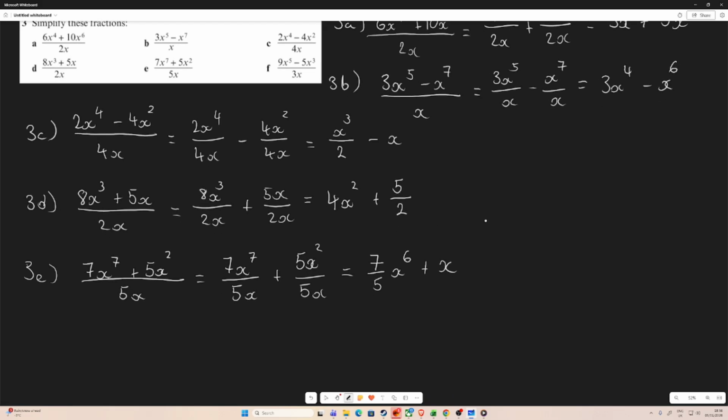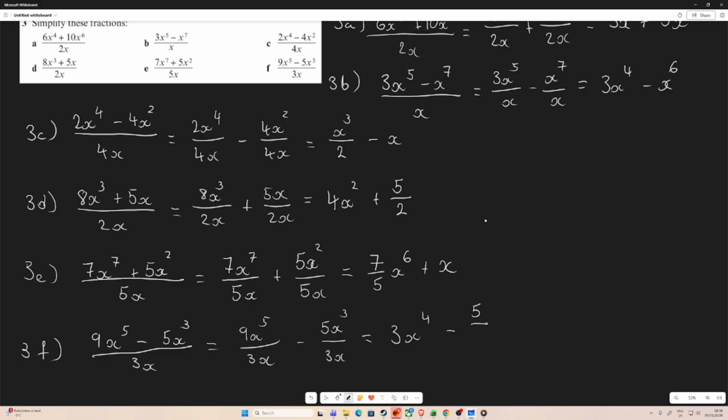And finally, 3f will have 9x to the 5 minus 5x cubed divided by 3x. Let's write it out. It's 9x to the 5 over 3x minus 5x cubed over 3x. Well, this will be 3x to the power of 4 minus 5 over 3 x squared. Okay, that is chapter 1a.